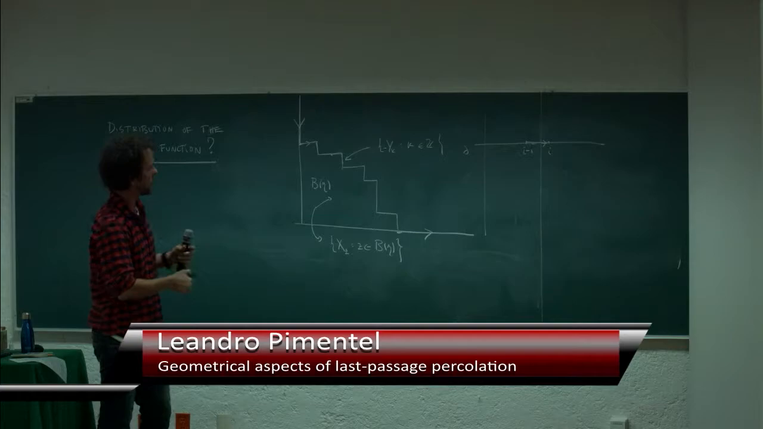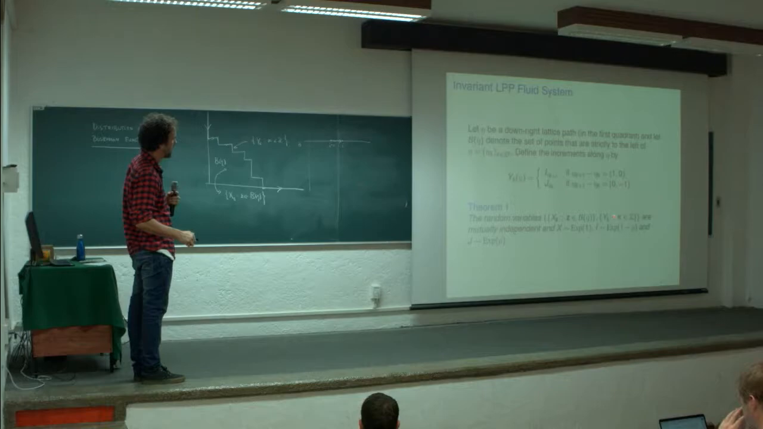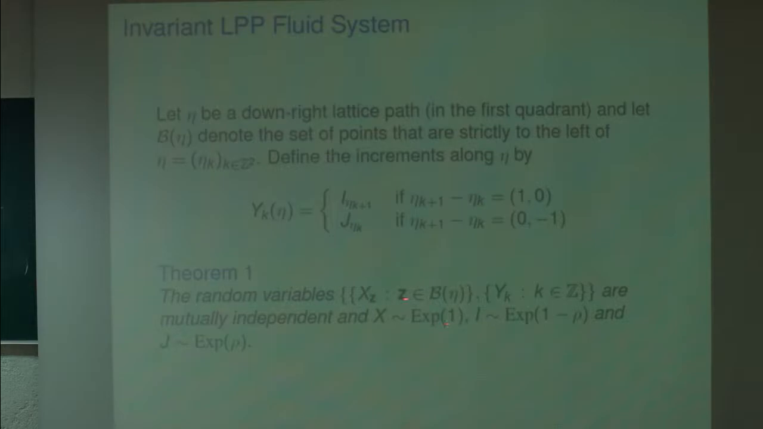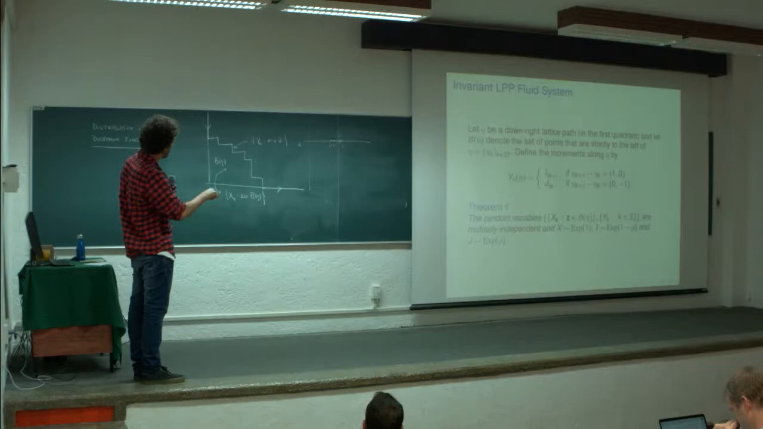So this defines this collection. The theorem says that the collection X_z and the collection Y_k are independent, and that the X_z have distribution exponential 1, and the Y_k have distribution exponential of 1 minus rho if you do a right step, and exponential rho if you do a down step. So you take this collection here and the collection here. Along this path you have exponentials with parameter rho and 1 minus rho according to the direction of the step. And here in the bulk, you still have exponentials with parameter 1.